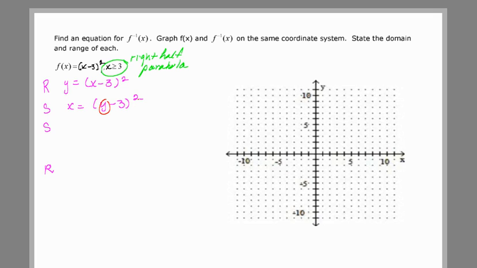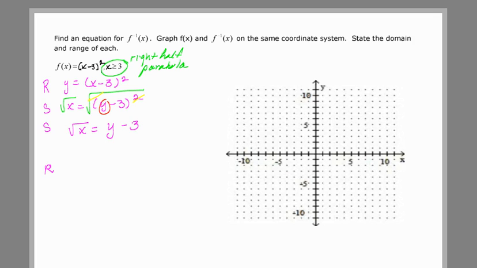So I'm going to have to first get rid of the square. How do you get rid of something? How do you get rid of a squaring operation? Well, we're going to have to square root both sides. So square rooting both sides cancels the square. The square and the square root cancel. So I'm left with the square root of x equal to y minus 3.